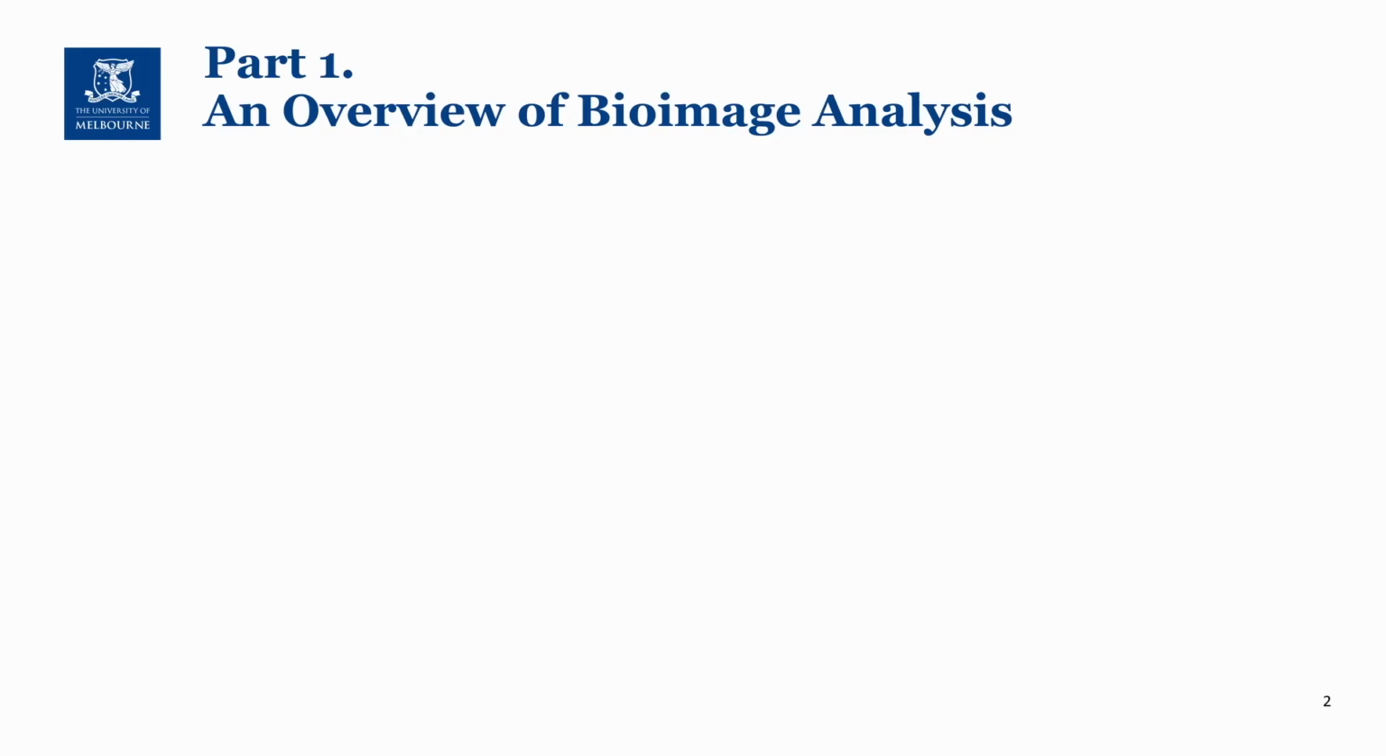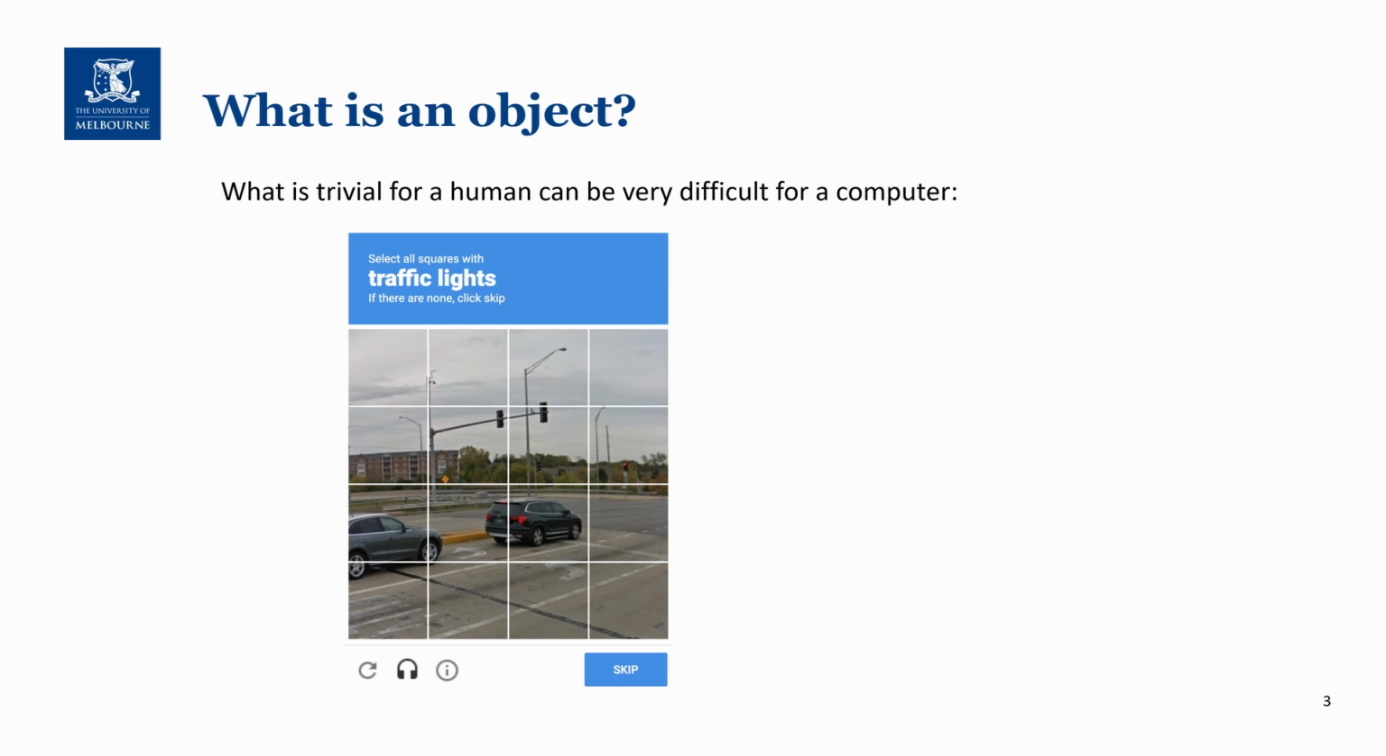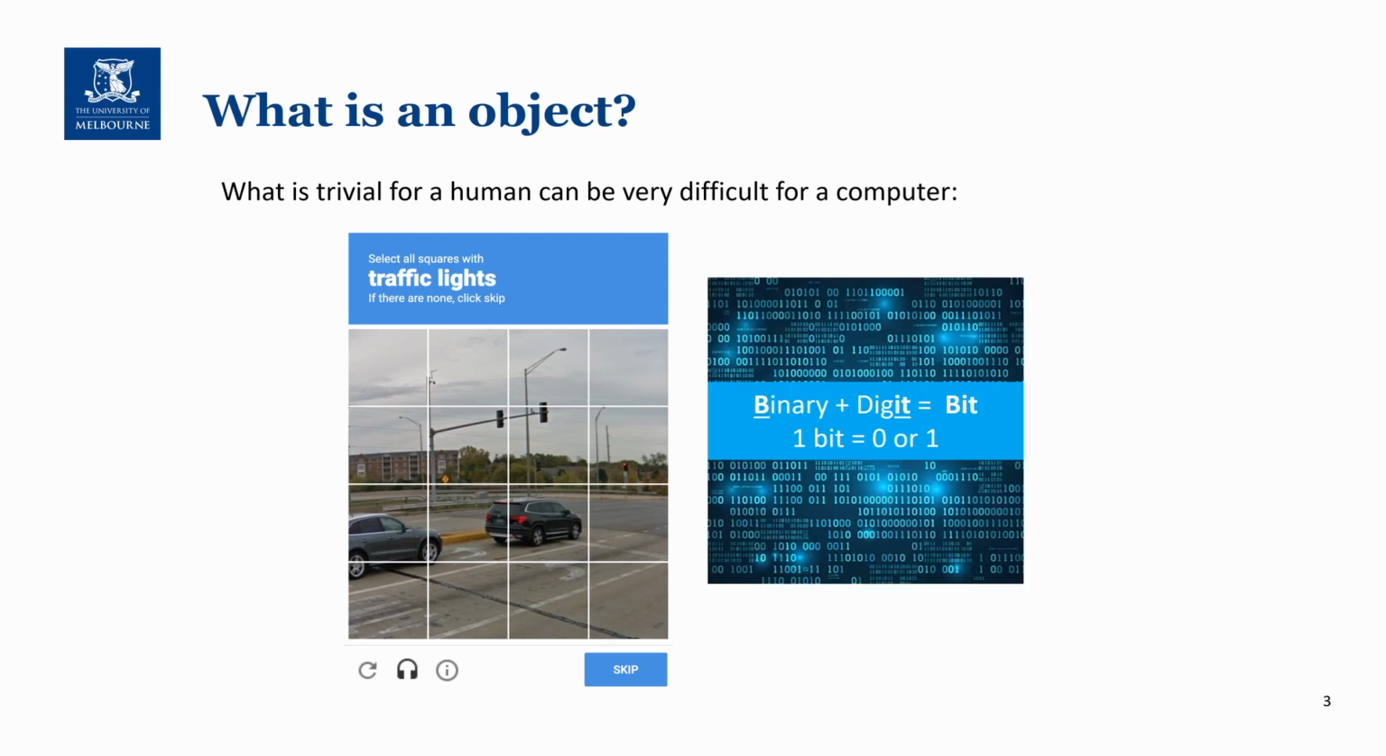In the first part of this talk, I will give you an overview of bioimage analysis. Computers are great for many things, but object recognition isn't one of them, which is why contextual puzzles like this are used to confirm that you're a human online. While it is obvious to us which squares have traffic lights, a computer needs help translating binary digits or bits, which can be 1 or 0, into objects. And this is important to understand in terms of bioimage analysis, as you will see later.